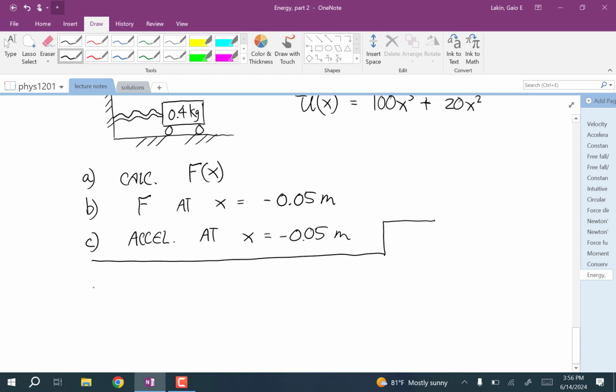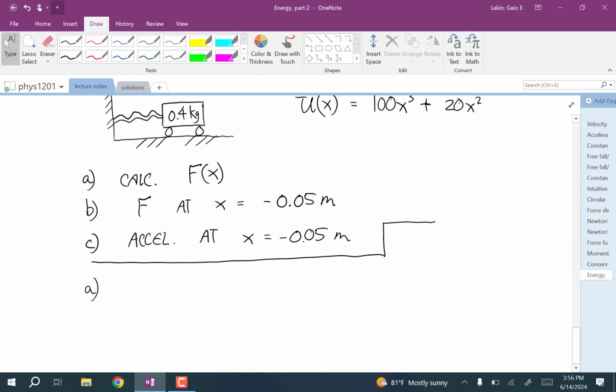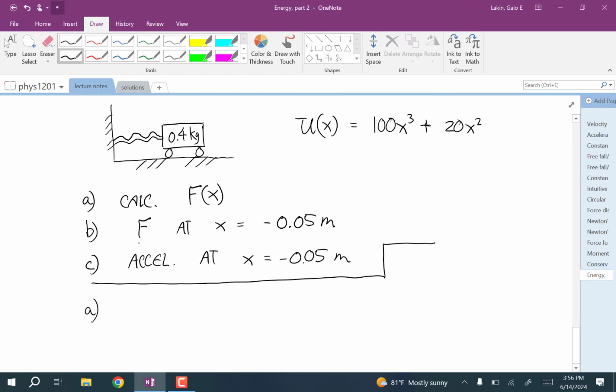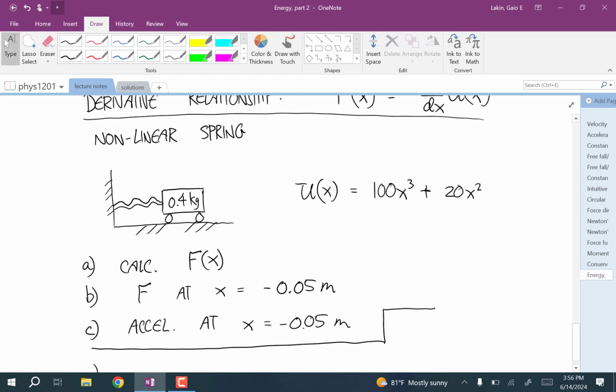Okay, so first, and this is really the derivative relationship, to calculate that force, let me say also, we're going to say that the positive direction is this way. And like with any kind of spring, we're going to assume that x equals 0 is when the spring is at its resting length. And so x tells you how far you are from the resting length in the positive or negative direction.